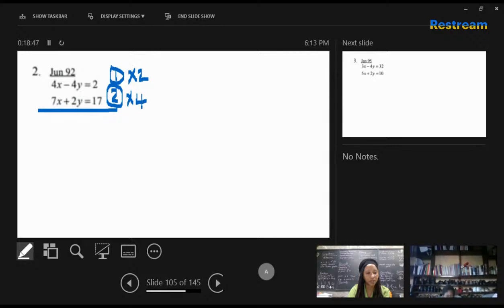So what's the new set of equations we're going to have? 8x minus 8y is equal to 4. And this is going to become equation 3.